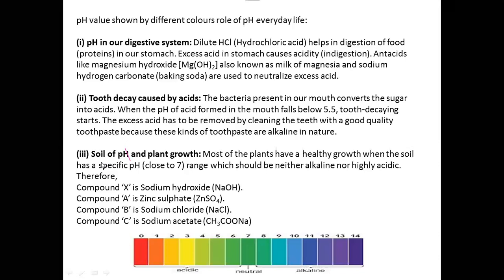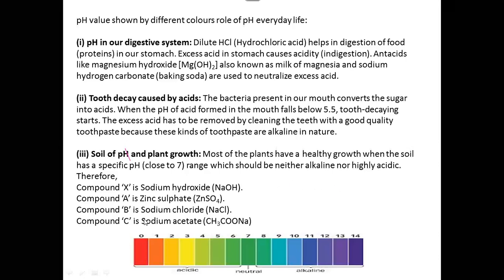The third application of pH in everyday life is soil pH and plant growth. Most of the plants have healthy growth when the soil has a specific pH, that is, 7.